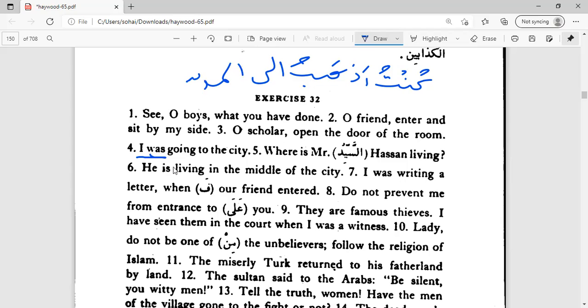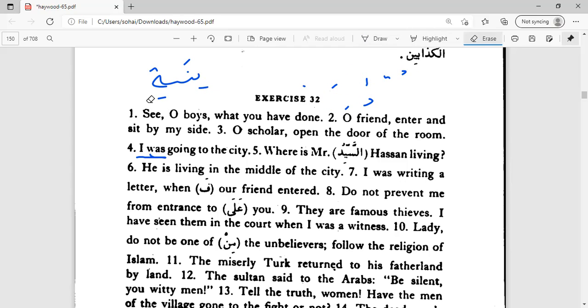Ilal Madinati, yeah. And we just covered earlier, we could also say kuntu zahiban ilal Madinati. Zahiban, so we use the fa'ilan. You could say that as well. Here you're using zahiban with verbal force. I was going to Medina. You could say also kuntu azhabu.